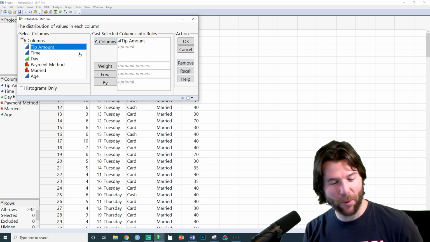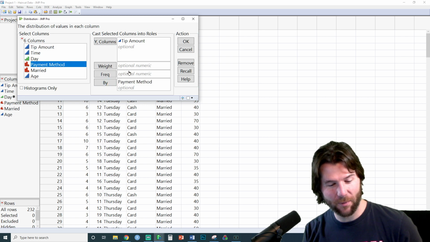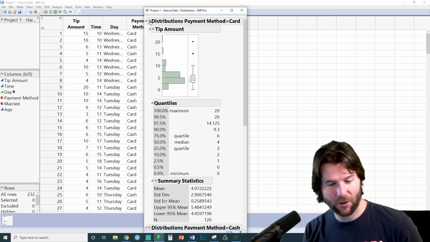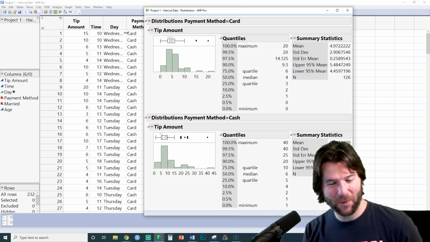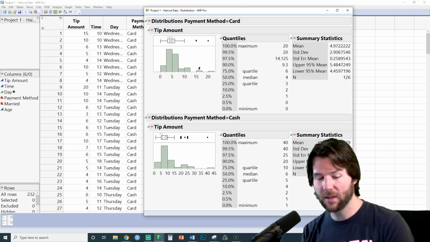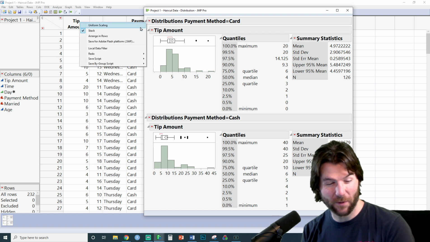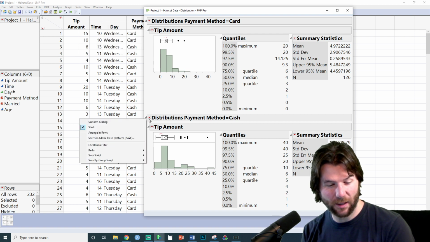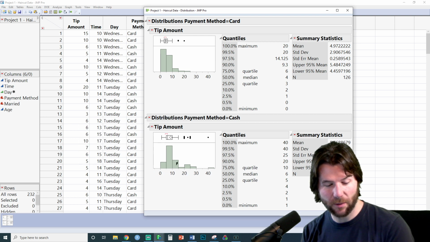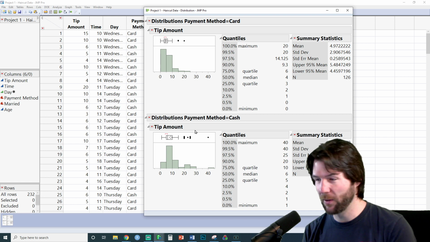So we've got tip amount, and then I'm going to do by payment method. And here's where people will make an error. People will see this right here, and it looks like the tips are about equal for both. But if we go to uniform stack, we might see some differences. So we're going to go to uniform scaling, and uniform scaling is going to put them on the same scale. And you see that there are more outliers here. They're on the same exact scale.